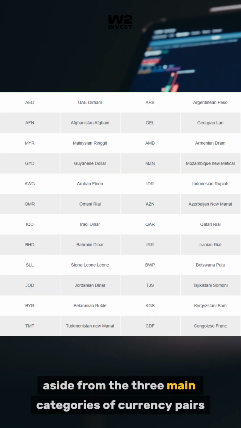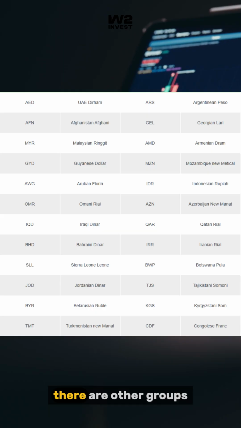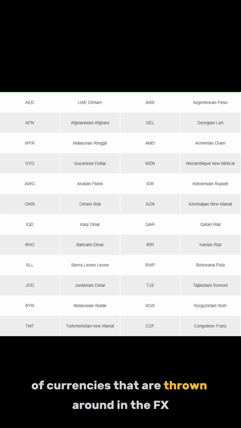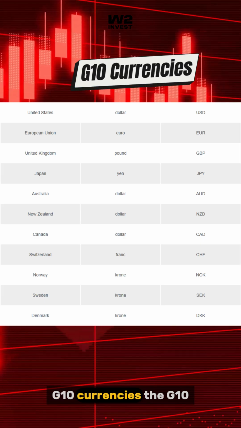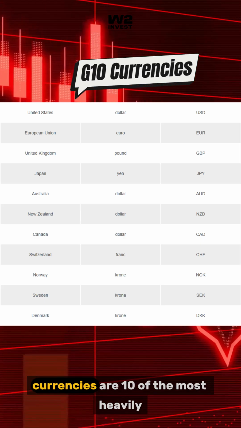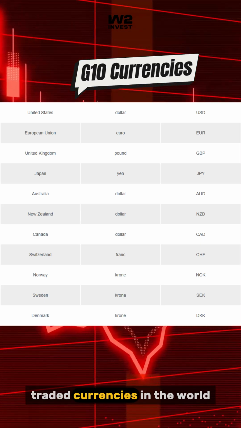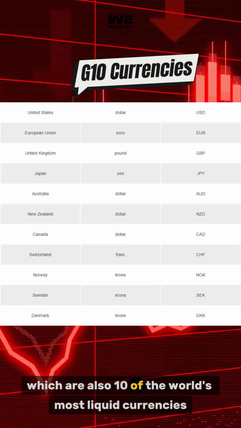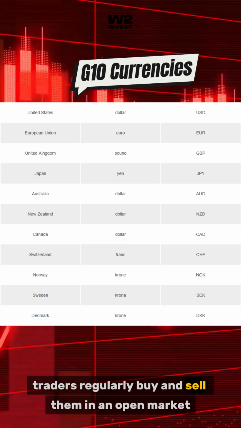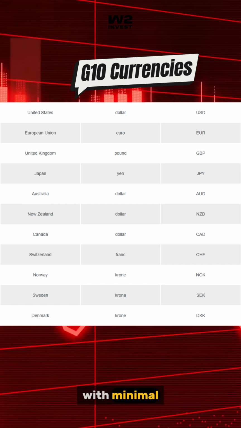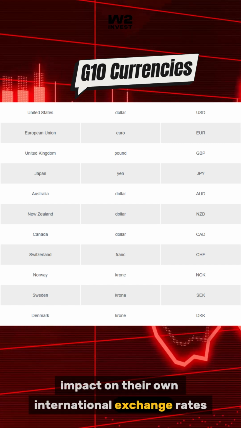Aside from the 3 main categories of currency pairs, there are other groups of currencies that are thrown around in the FX world that you should be aware of. G10 currencies. The G10 currencies are 10 of the most heavily traded currencies in the world, which are also 10 of the world's most liquid currencies. Traders regularly buy and sell them in an open market with minimal impact on their own international exchange rates.